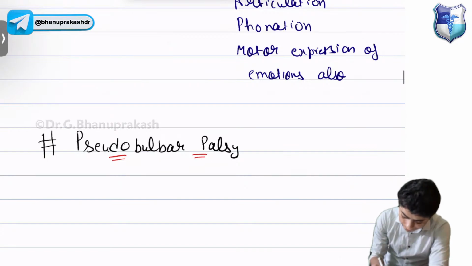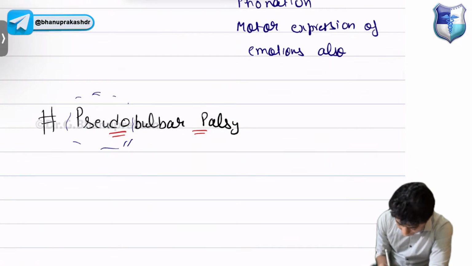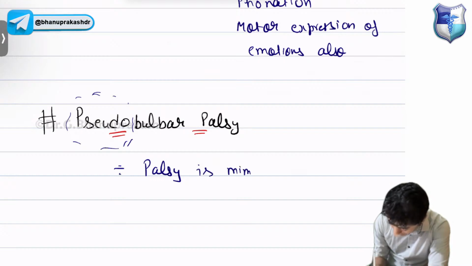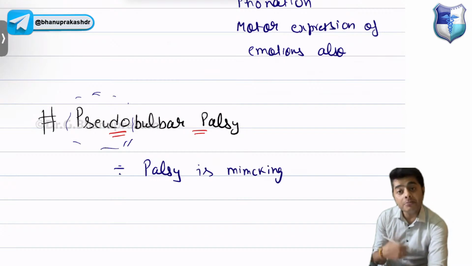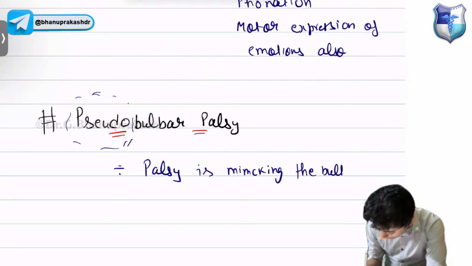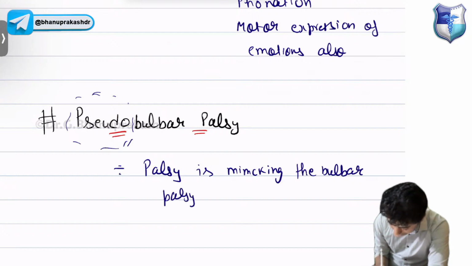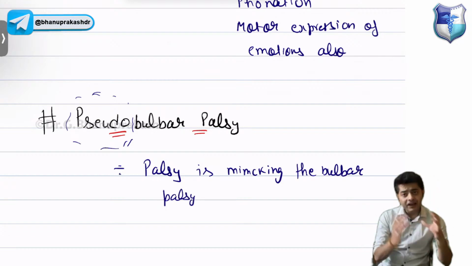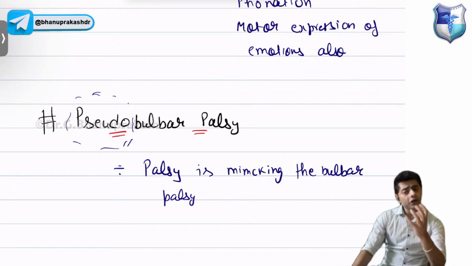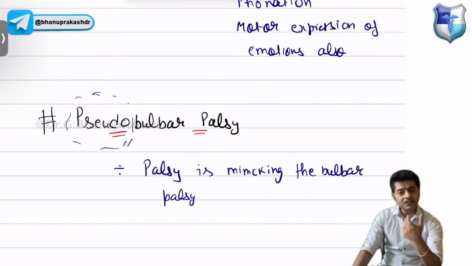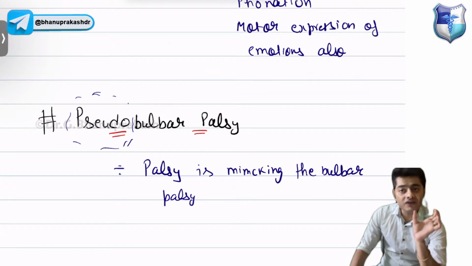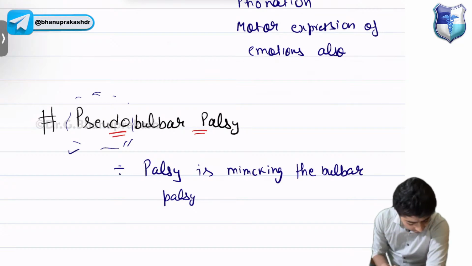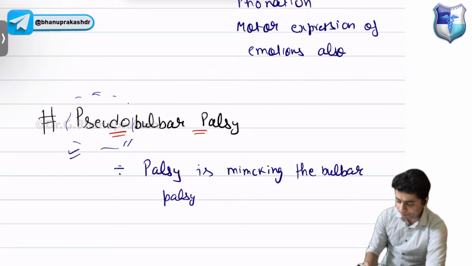UMN. Very good. So this pseudo means this palsy is mimicking the bulbar palsy. It will have many features like bulbar palsy, but they will not be that severe. So it is a palsy which is mimicking the bulbar palsy. That's why we call it pseudo bulbar palsy.